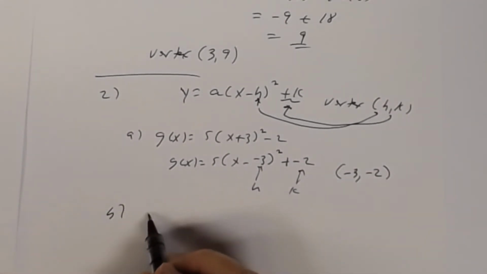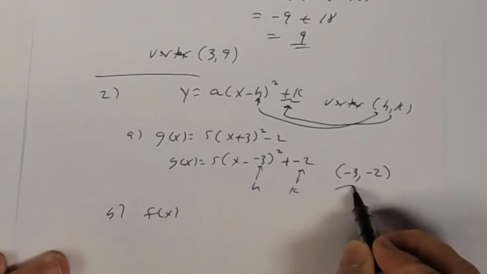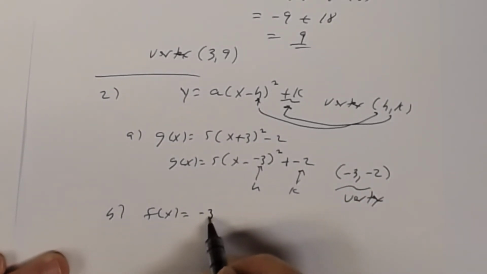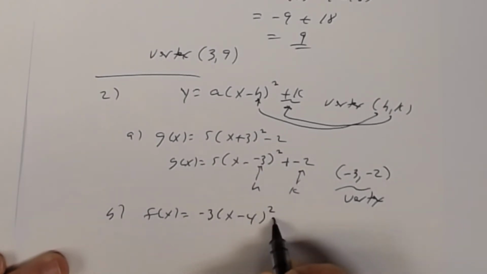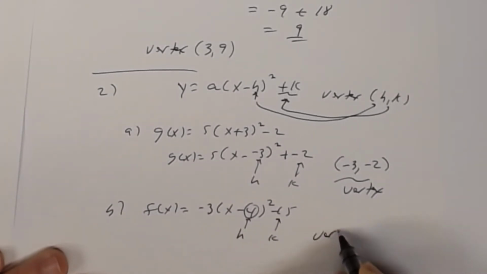Letter B is straightforward. In letter B, there's no issue there. Remember, this is your vertex. So in letter B, you have -3 times x minus 4 squared plus 5. That's easy, because right away you know that this is h and this is k. So your vertex is 4, 5.